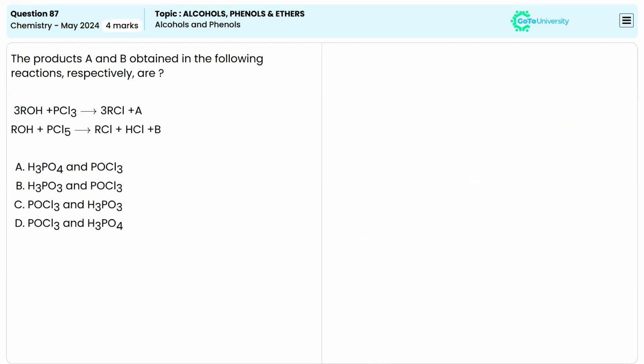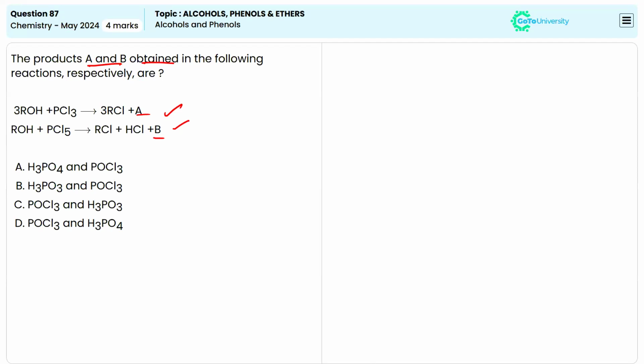Coming to the next question, here we have two different reactions. It is given that the products A and B are obtained in the given reactions. So what are A and B? We have to identify the products A and B from the reaction.